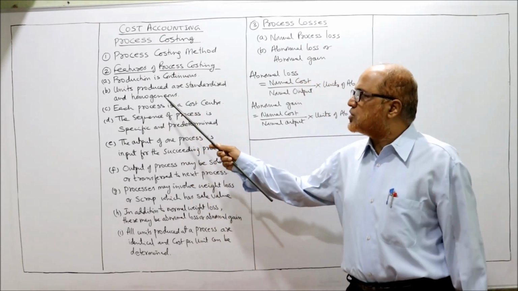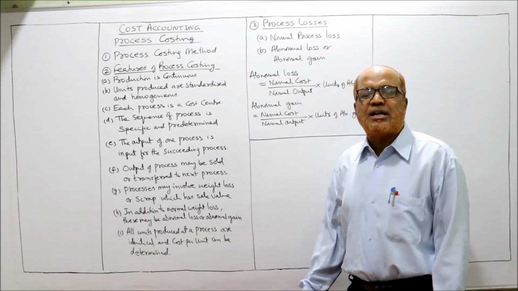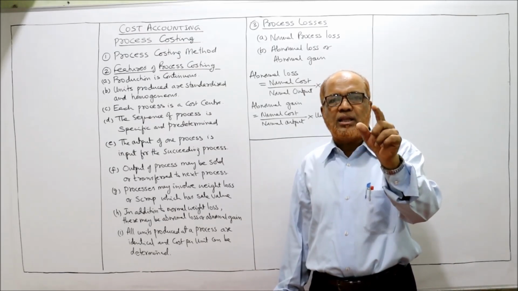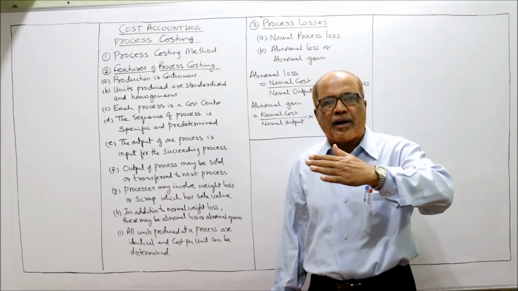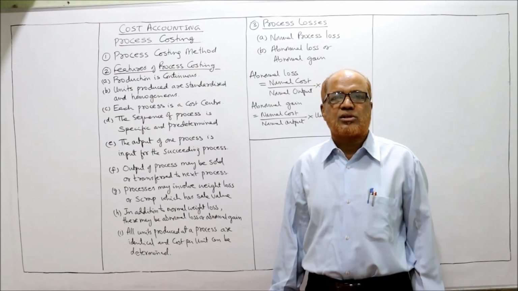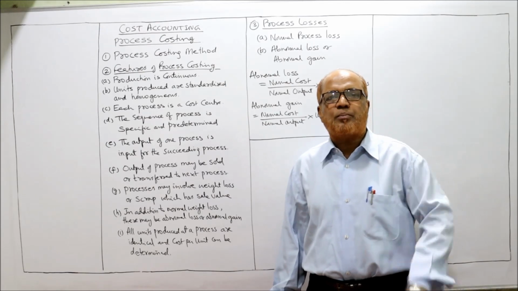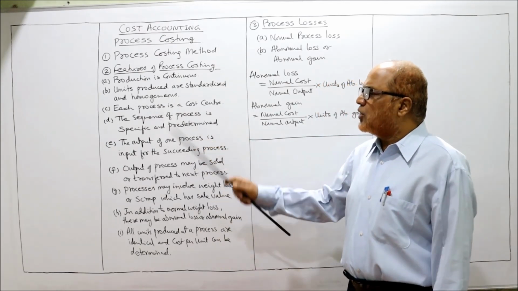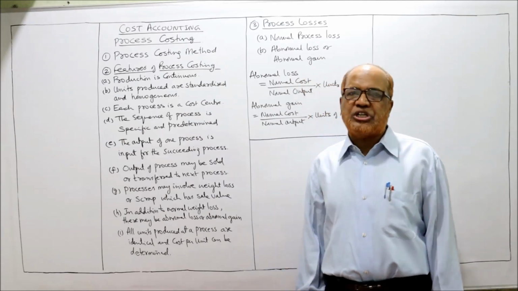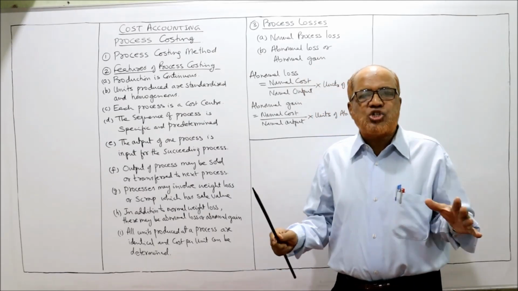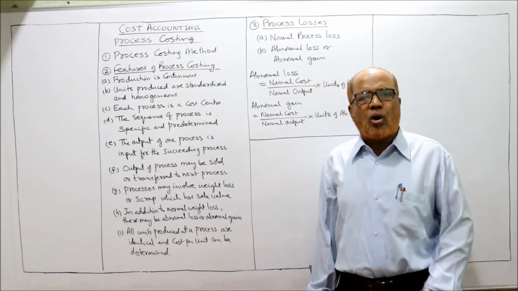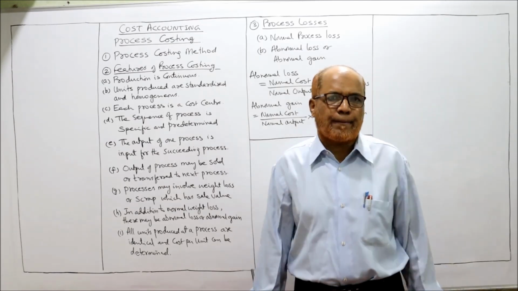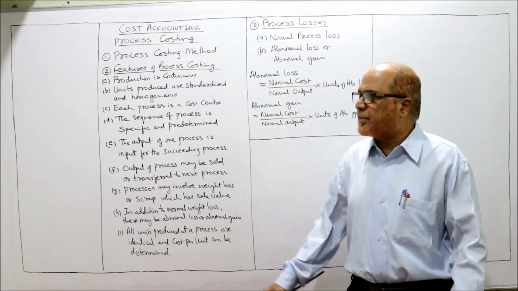Now the features of process costing. First, production is continuous. This method of costing will be applied only in those industries where production is continuous. Goods are continuously produced for stock. Second, units produced are standardized and homogeneous. There are no differentiated products produced. All the products are homogeneous, identical in nature. There is no differentiation in the production.